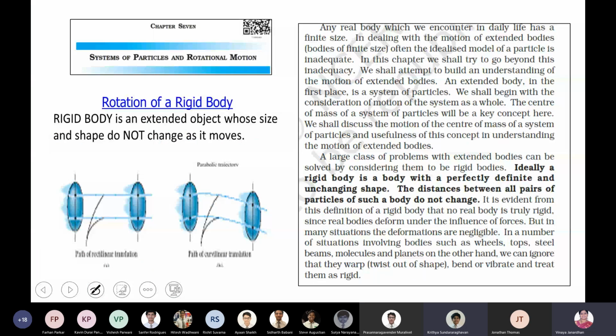Right, boys. An extended body is a collection of point masses. When this extended body is under the action of a force and begins to move, if the positions of the particles are not going to change, then such an extended body we call a rigid body, because the shape or the dimensions of the object will not change.